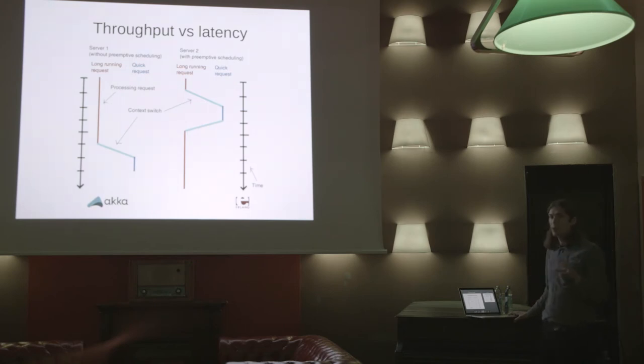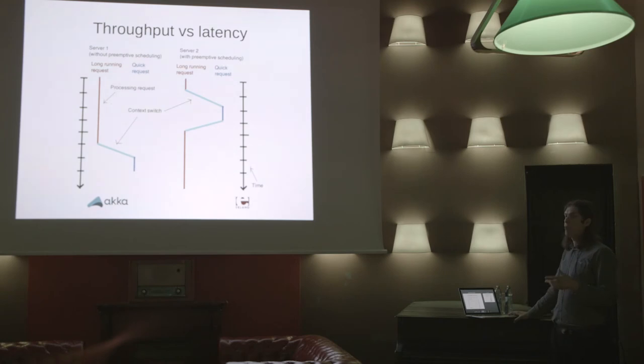Let's say we have two actor systems. On the left, there's a system without preemptive scheduling, with cooperative scheduling, like for example in Akka. On the right, we have a scheduler with preemptive scheduling, like in Erlang. There are two tasks. One of them is red, and it takes five time units to complete. The other one is the dark blue one. It takes only one unit to complete. And the time unit I chose is the time it takes to switch context between actors.